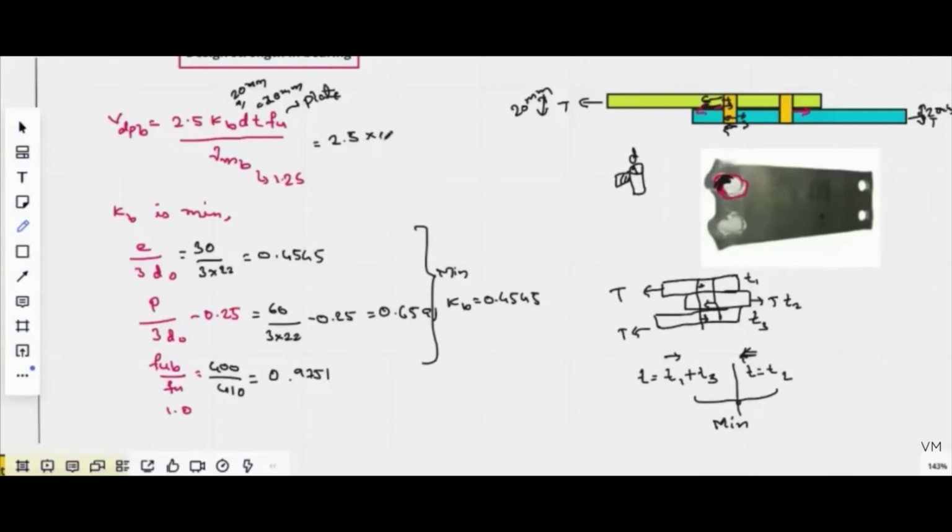Now let us substitute all our values in the formula, which is 2.5 into KB 0.4545 into diameter of bolt, which is 20 mm, into 20 mm thickness of plate, 410 is the strength of plate. Why did we select the strength of plate? Because we can see clearly that the deformation is occurring in the plate. That is why we take the ultimate strength of plate, which is 410 megapascal, divided by 1.25. If we find this, it is only for one bolt.